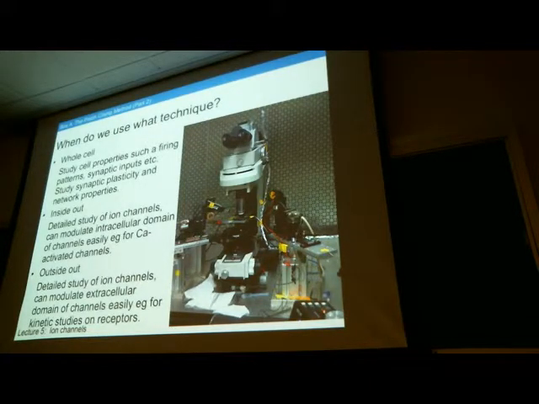Okay, and so this is a typical patch clamp rig. It's very difficult to see much, but the electrode is right here, and your little brain slice is right in there, and you can see it through the microscope.